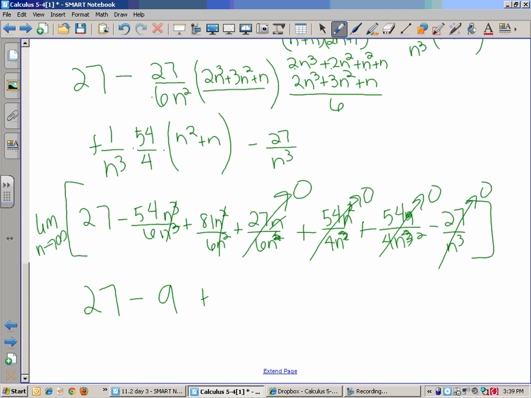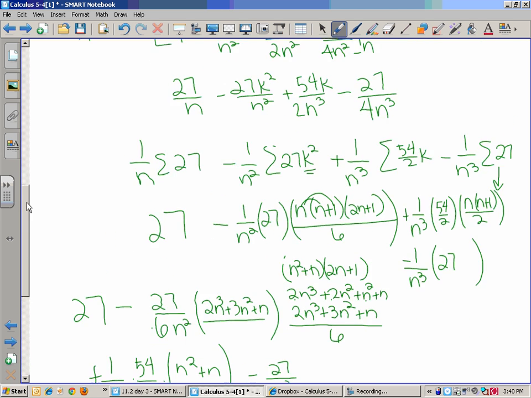So that's that, and this is this. I don't know why I did that. That's 0. I think I dropped a number somewhere. So 54 divided by 6 is 9. So 27 minus 9 plus 0 plus 0 plus 0 plus 0 plus 0 plus 0 plus 0. And all of that goes away. And guess what? Final answer is 18.